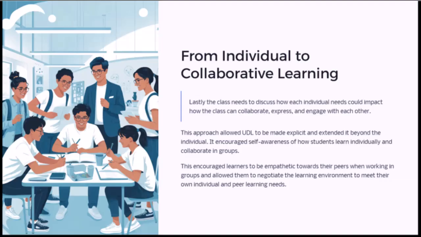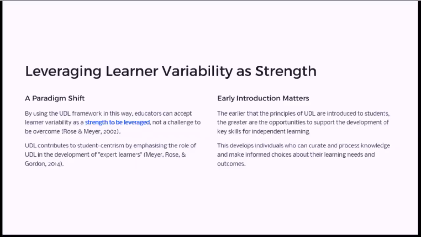This encourages learners to be empathetic toward their peers when working in groups and allow them to negotiate the learning environment to meet both the individual and peer group needs. By leveraging from universal design for learning in an explicit way, it facilitates learner agency and self-regulated learning.